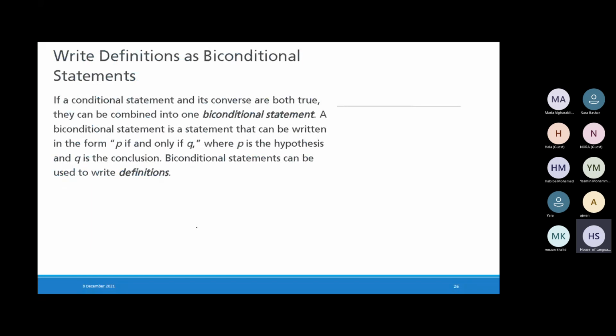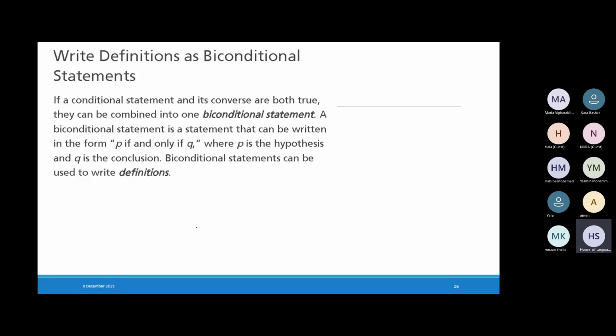Now the biconditional statements. 15 minutes. Okay, the biconditional statements. What do I mean by biconditional? Like you know in English, cycle means one wheel, bicycle means two cycles. So bi means two in Latin. A biconditional statement means there is a conditional statement, and if I change its order, the converse is still correct. If you write a conditional and its converse, and the converse is still correct, we combine them together and call them biconditional statements.